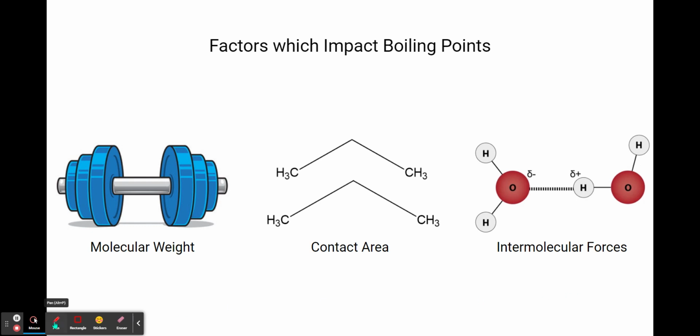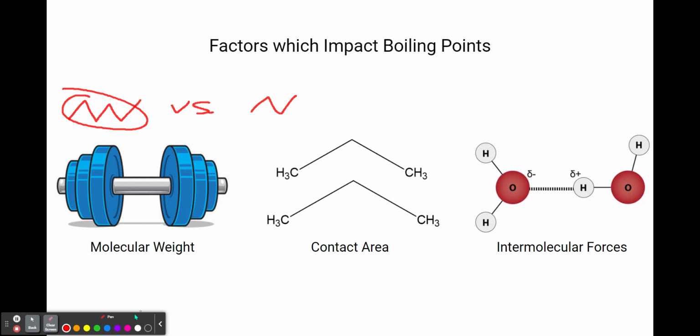Molecular weight simply refers to the size of a molecule. So if we take a look at an example, hexane versus butane, hexane has the higher boiling point as its molecular weight is higher.